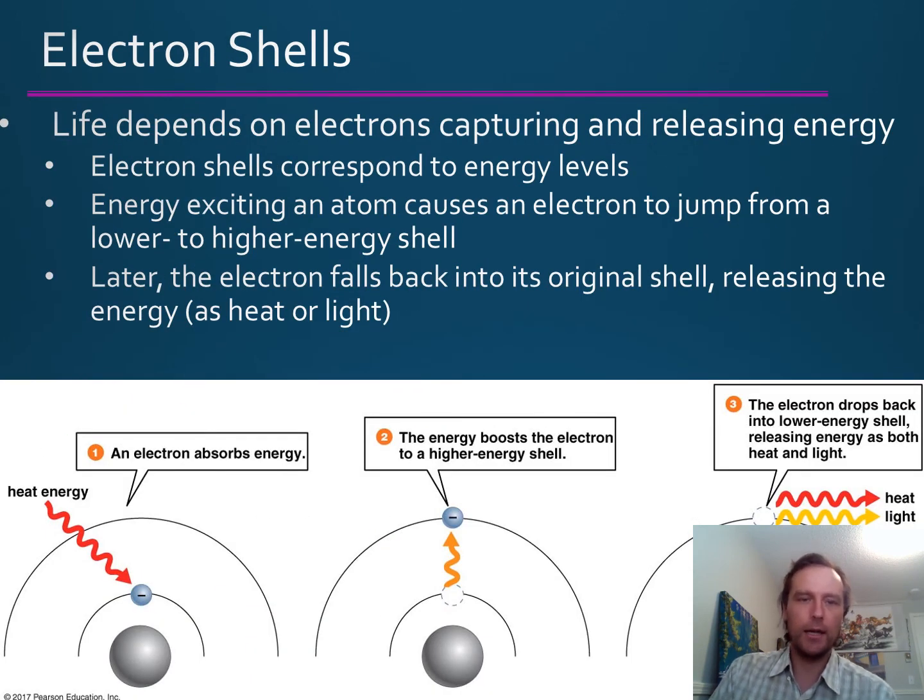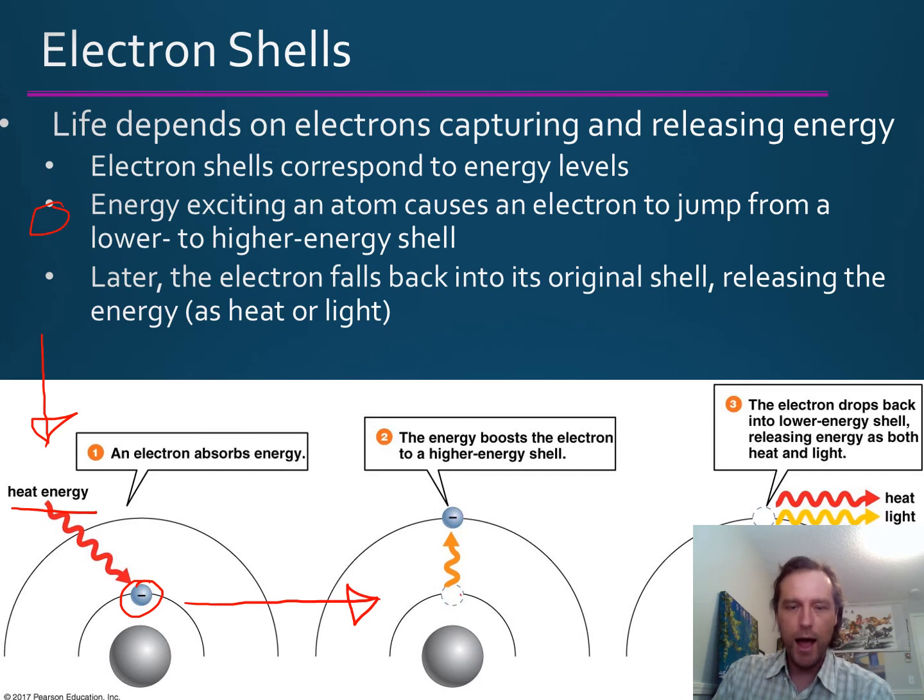Electron shells. Life depends on electrons capturing and releasing energy. Electron shells correspond to energy levels. Bullet number 3 here, energy exciting an atom causes an electron to jump from a lower to a higher energy shell. Let's go look down here. So we have, for example, could be heat energy, could be another kind of energy too, like light energy, or we call that radiant energy. This electron absorbs that energy, and then step 2 over here, it's going to jump to a higher energy level, bang, up to a higher energy level.